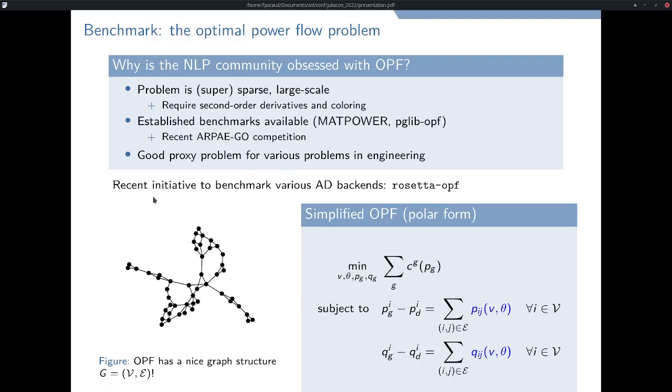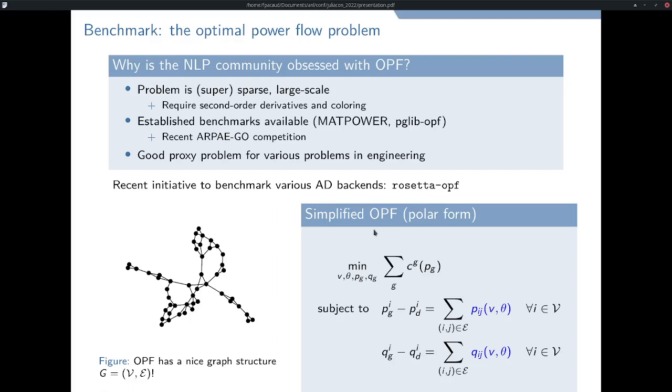And here we build on the recent initiative Rosetta OPF, which provides a generic benchmark for OPF in Julia. The goal of this package is to benchmark different AD backends and to find which one is the most suitable to solve large-scale OPF.